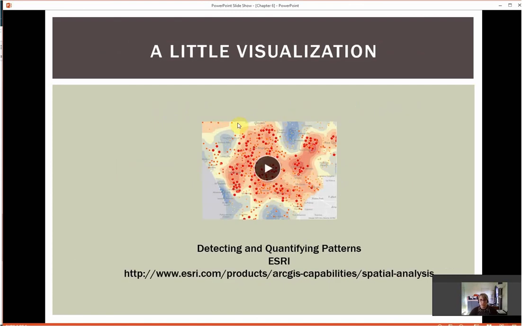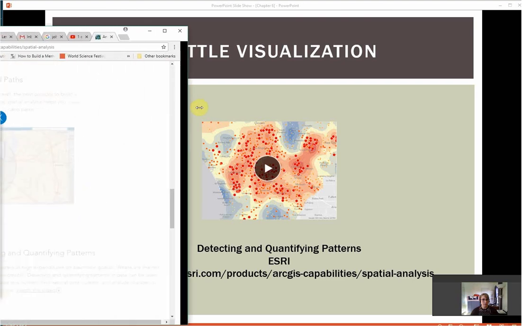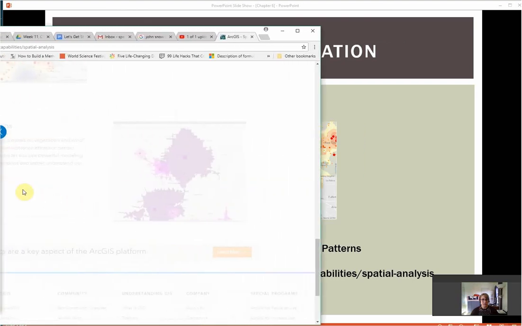Here I wanted to give you an example of a little more of the power that visualization and mapping can do. I'm going to pull up this example from Esri. Give me just a second. It's not going to let me do it without being in the computer screen, so I'll open this up here.